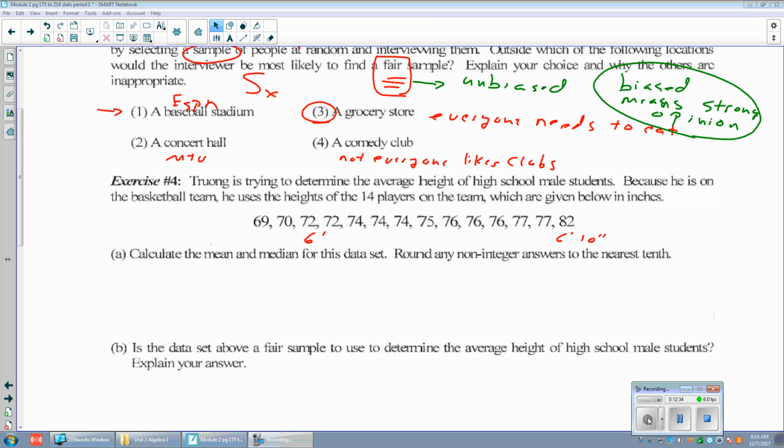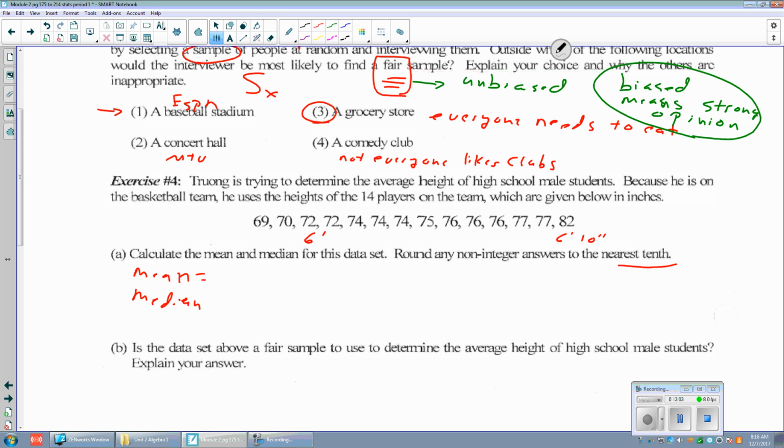Yep. Calculate the mean and the median. What's the first thing we do? Write down mean equals, write down median equals. For this data set, round any non-integer answer to the nearest tenth. So if it doesn't come out to be a whole number, round to the tenths. They are in order from least to greatest, so it's very easy to find the median. Go for it.